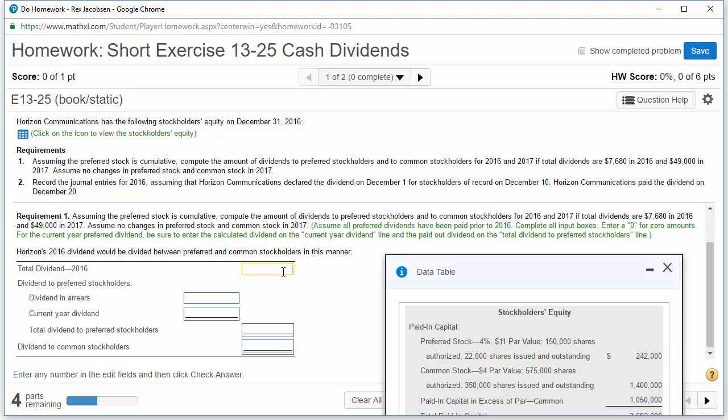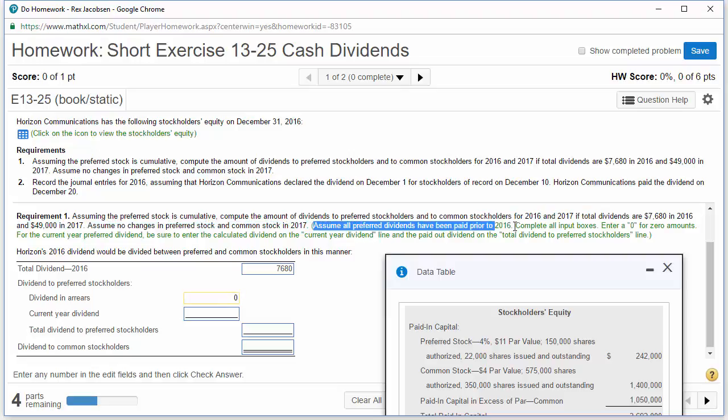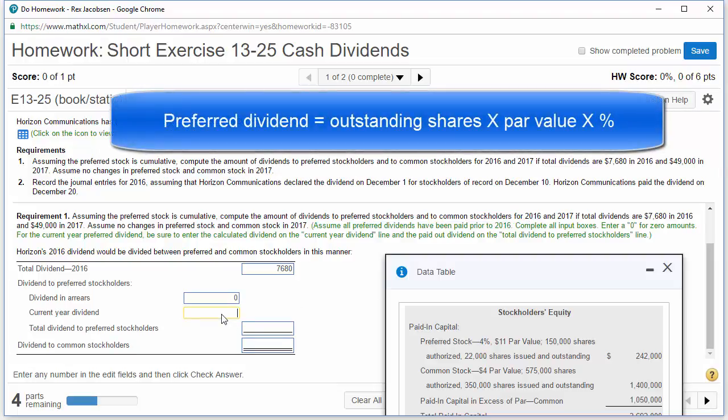So the total dividend for 2016, that means the amount of cash dividends we have for both the common and the preferred stockholders. In this year, 2016, we've only got $76.80. And it says that up here. Dividends in arrears, it's 0. We know that because it says assume all preferred dividends have been paid prior to 2016. And then the current year dividend. So we need to remember our formula for the current year dividend.